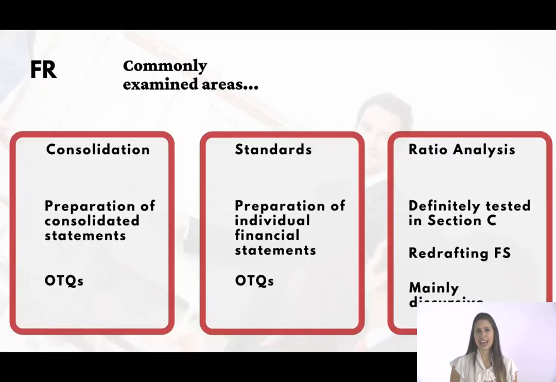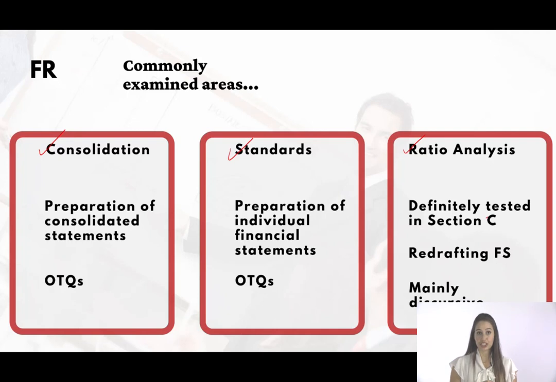Now let's look at the main common areas that are tested in the exam. So there are 3 main syllabus areas that we know is going to be in the exam. First one is consolidation. Second is the standards, and third is the ratio analysis. Now, there are other parts of the scenario, such as the conceptual framework, EPS, and cash flows that will be tested as well, but not as heavily as these. So let's focus on those.